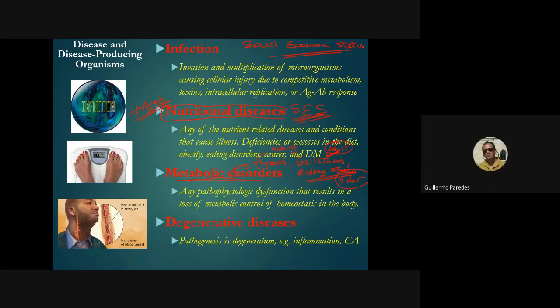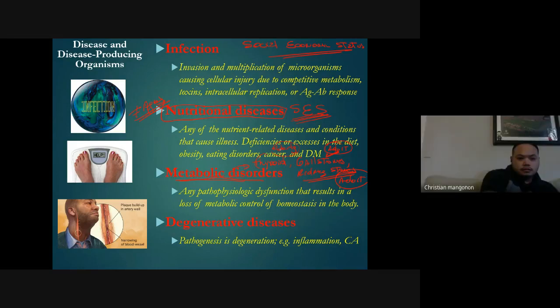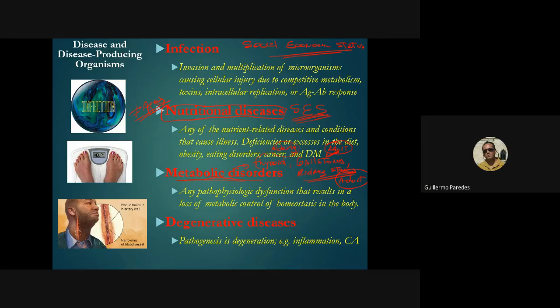So since when has she had the problem? A long time ago? Yeah, a long time ago. So that appears in adult age, yes or no? Yes. Right? So you can see metabolic disorders mostly happen in middle age. To put it more simply, adults. We can differentiate between adults, children, and elderly. Okay, are you okay with that?